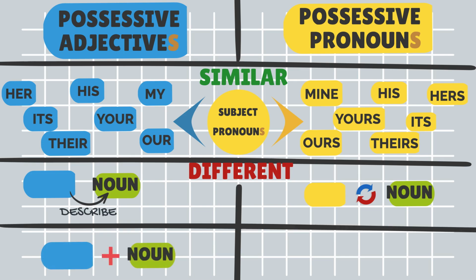A possessive adjective is always used with a noun. A possessive pronoun is always used without a noun.